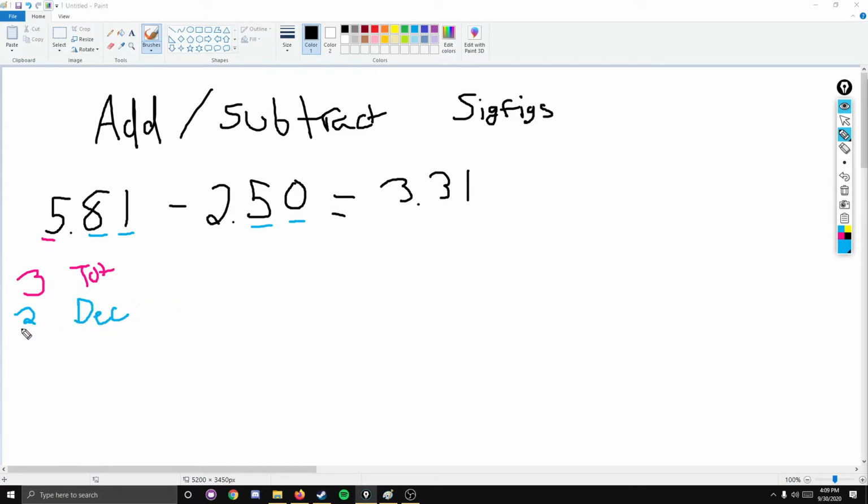So our answer has to have 2 decimal place sig figs. Since both are whole numbers between 1 and 9, we count both of them, and it ends up being that our final answer is the same as if we just did it normally.